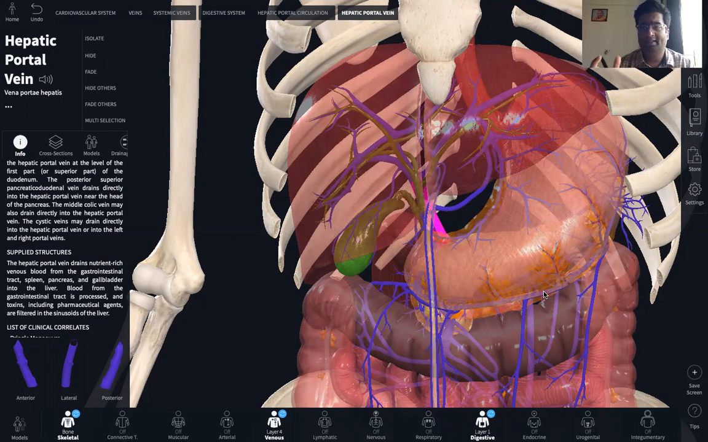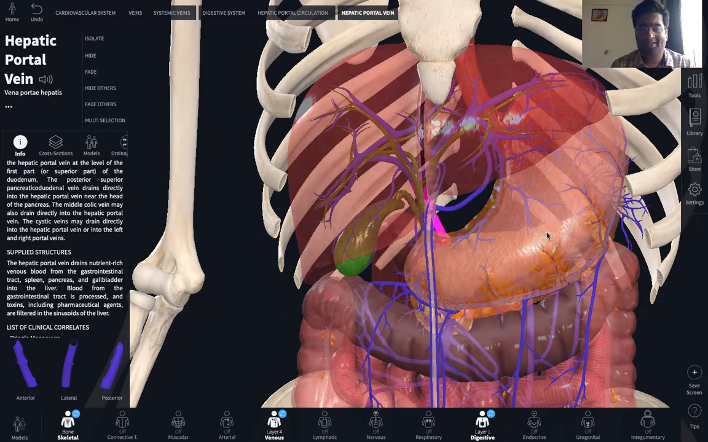The name portal itself suggests that the blood from the organs of the digestive system, especially the stomach and the intestine, does not directly mix with the rest of the venous blood in the inferior vena cava, which is returned to the right atrium. Instead, the blood from the stomach and the small intestine is first sent to the liver for processing of nutrients, toxins, pharmaceutical agents, etc. Only after thorough processing is that blood allowed to mix with the rest of the venous blood and return to the heart.